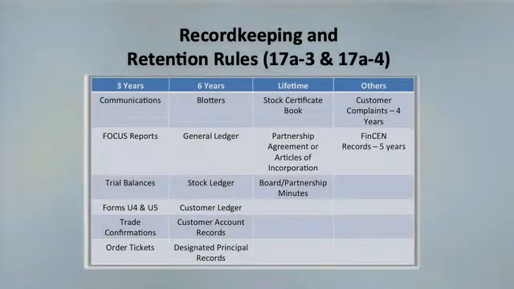6-year records would be blotters, general ledger, stock ledger, customer ledger, which is the account statement, okay, customer account records, and the designated principal. Who is the principal in the office? Who's the principal who is managing the account?